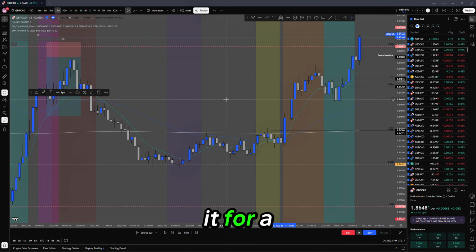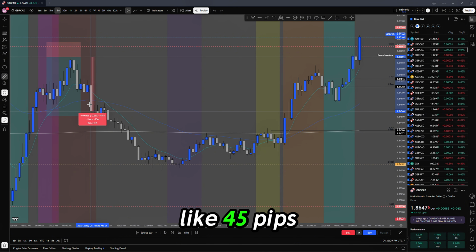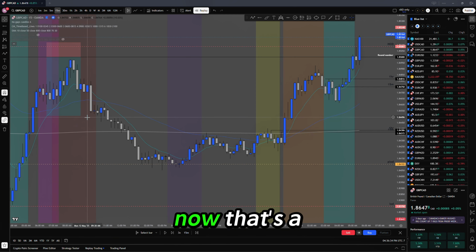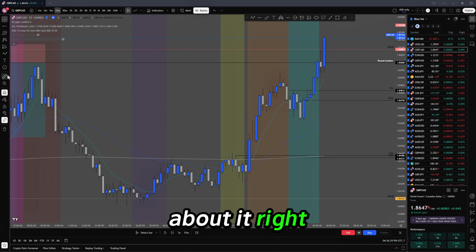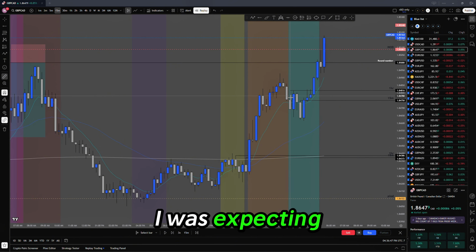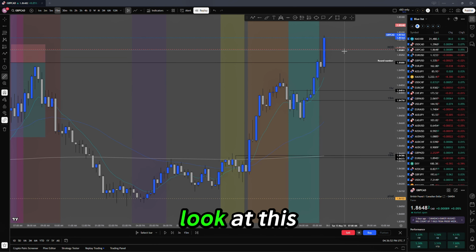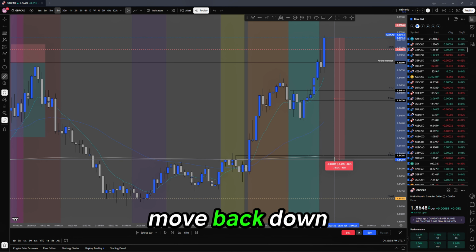Let's think about it for a second here. Notice most of my trades are anywhere from like 20 pips to like 45 pips long, right? So that's about a 50 pip move. Now, that's a pretty good move there. Now, let's think about it, right? What are the chances of this being truly used, especially if you see a push after this? I was expecting price to come back down here after seeing this, but it just chose to break these highs.